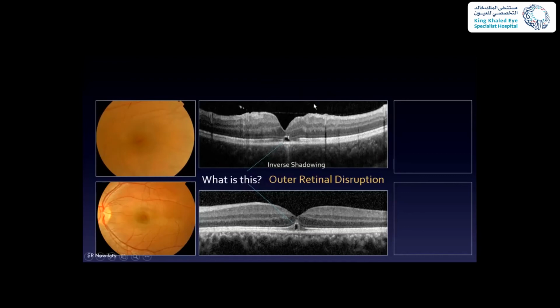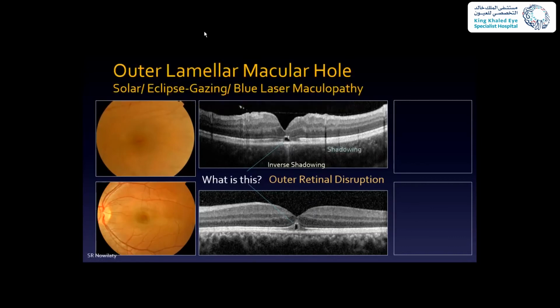It's an outer retinal disruption, and because there's a disruption, again, the choroid has the chance to receive the light. There's less structure here, therefore it's letting more light go back. Very, very nice. So basically, this is an outer retinal hole due to either looking at an eclipse or the sun or a very strong light such as the blue laser.